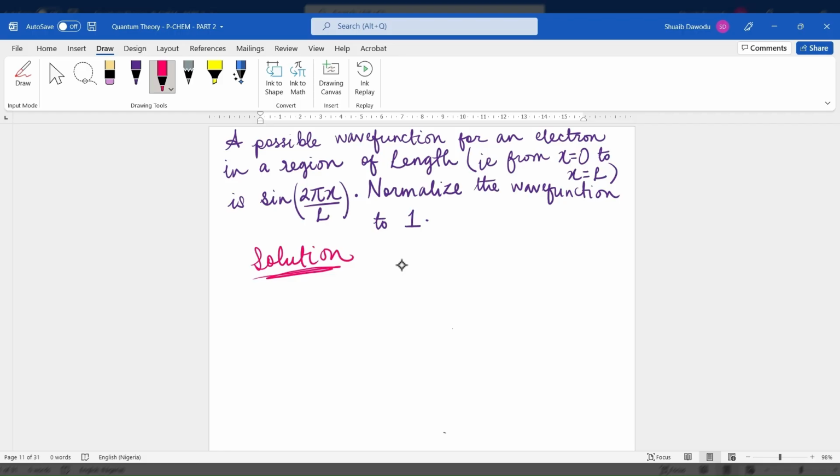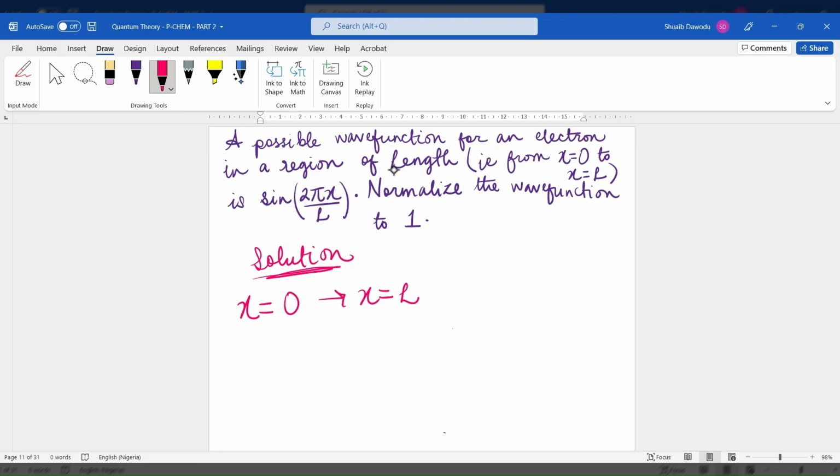The first thing we have to do is write out the parameters we're given. We're told the possible wave function for an electron in a region of length L from x equals 0 to x equals 1. Sorry, not x equals 1, x equals L. So the entire length is from x equals 0 to x equals L. Just think about it like a ruler. A 30 centimeter ruler is from 0 to 30 centimeters, right?